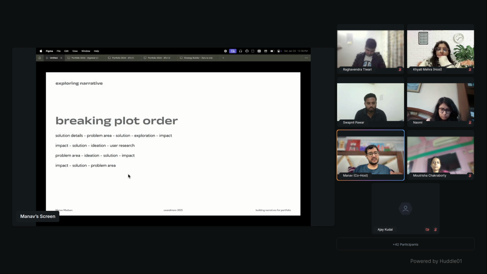You can just show that this was the problem statement and the problem area, these are the iterations, this was my solution, this was my impact. Or you can go from the end to the start: impact, solution, and then what the problem was. Again, these are some common plot orders, but based on what plots and characters you have, I would highly suggest that you explore ordering the plots to see what is most interesting for you.